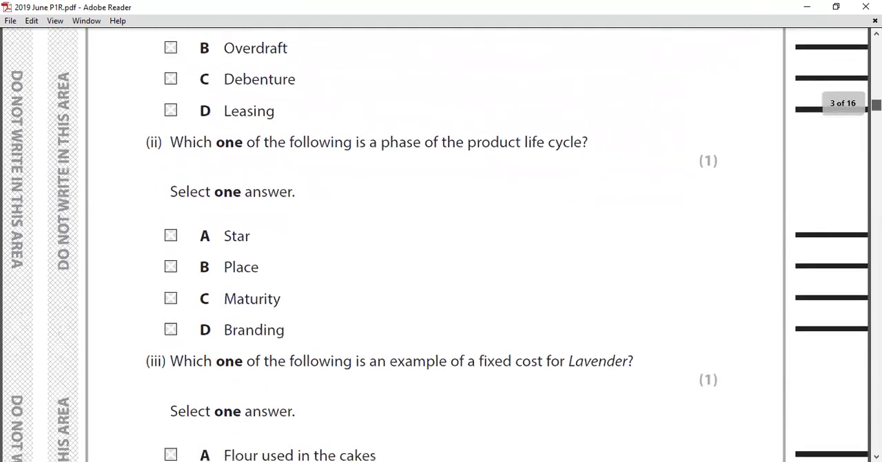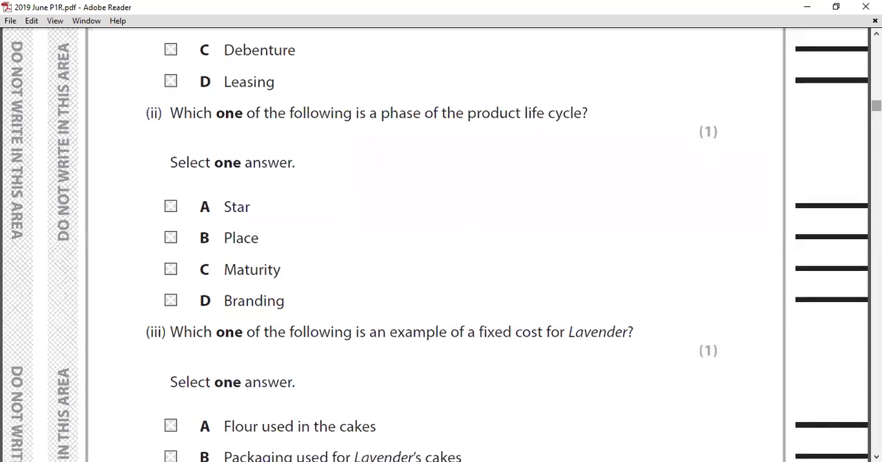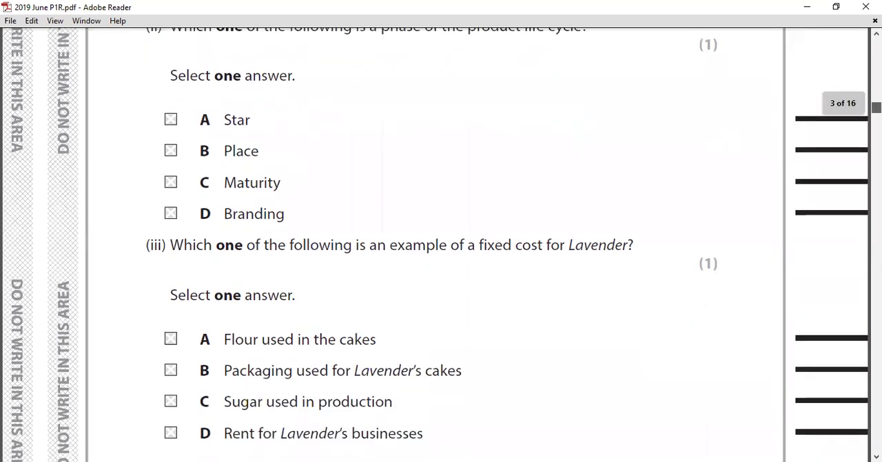Okay, let's go to the second question. Which one of the following is a phase of the product life cycle? Everyone has memorized those phases: DIGMD. Development, introduction, growth, maturity, decline. So the correct answer is C. Maturity is the correct answer. Others are wrong answers.